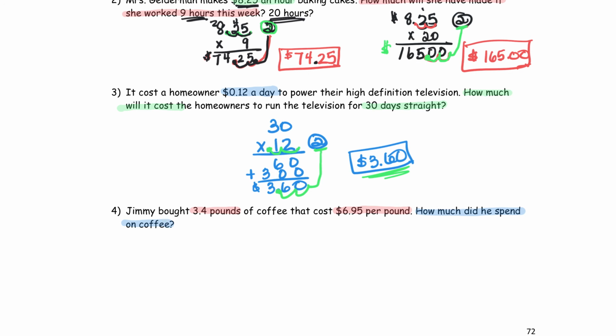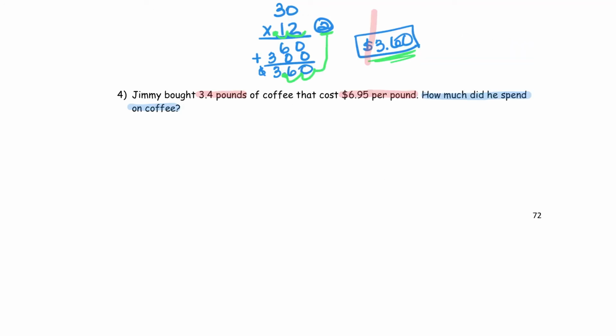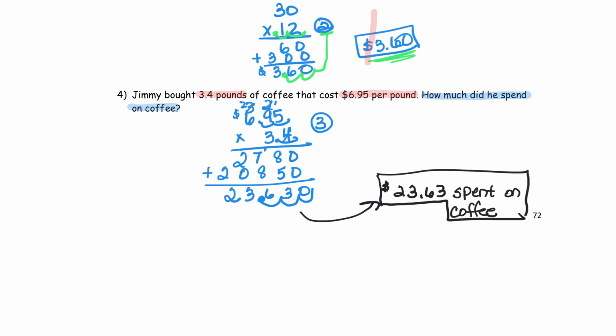So if it's $6.95 for 1 pound and he's buying 3 4/10 pounds, what operation am I going to do? Exactly, I'm going to multiply. So let's go ahead and set up the multiplication problem and try it on your own. Pause the video and check back for your answer. And here you can see the amount he spent on coffee was $23.63.